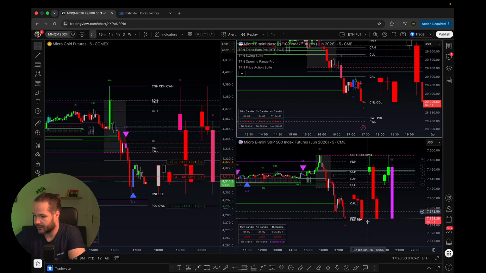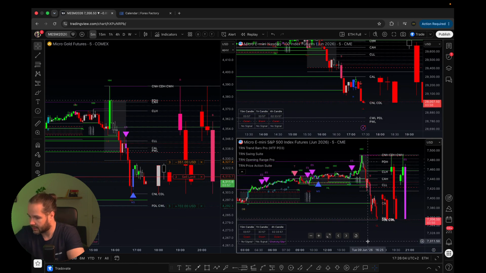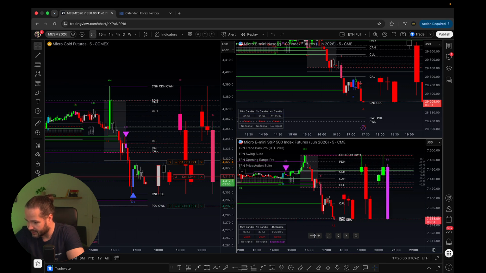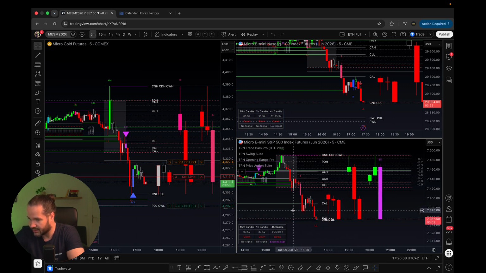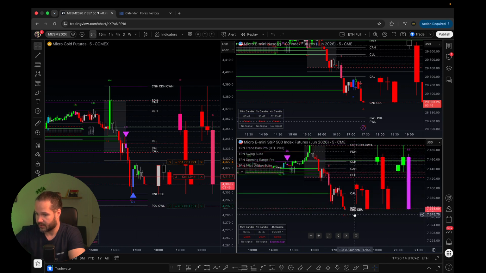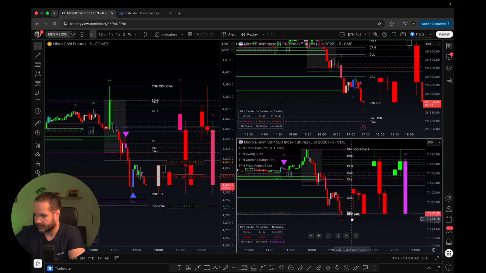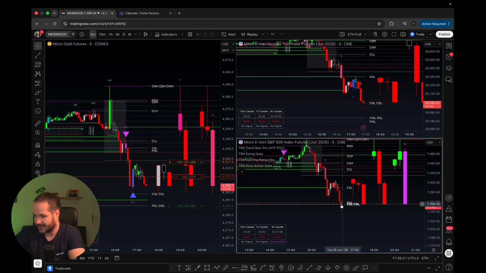And it's getting a little interesting here on ES. So we are just taking out the previous day low. If we get a nice liquidity grab here and turn bullish afterwards, then I would give it a try and enter long, as this is the strongest level we have today.